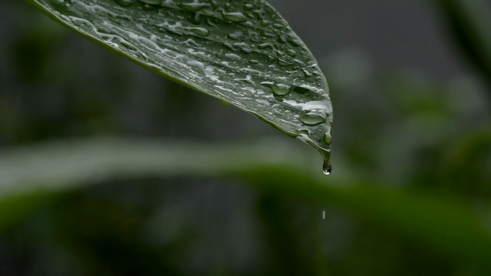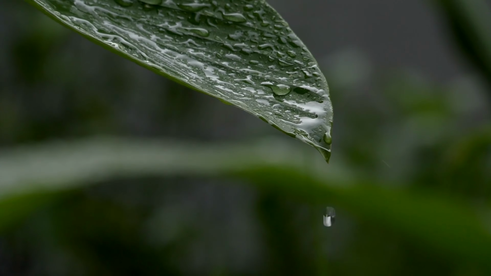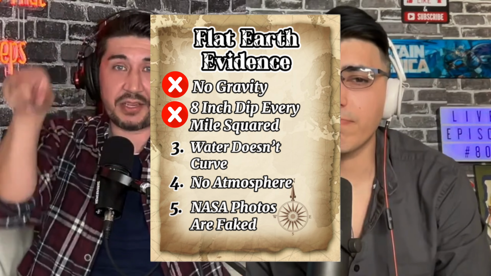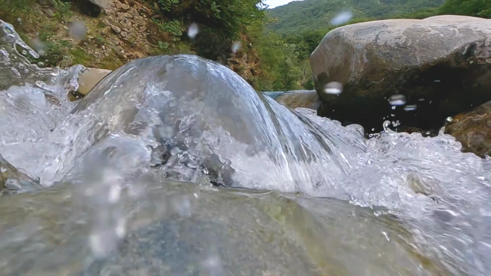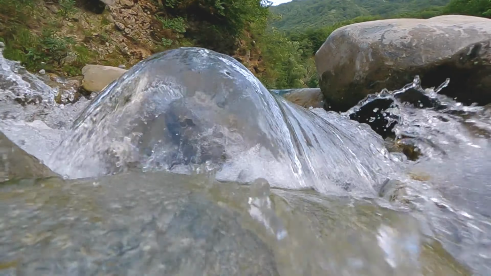Water not curving. I thought that was just a weird thing to say, because we've all seen a drop of water on a leaf. It looks like a sphere, like a ball of water. 1,000,000%. So that's a curve. Have you ever hung a TV and used a level? That's a bubble of water. Bubble, that's round. So water curves for sure. We know that for a fact. There are no straight lines in nature at all. Everything is curved. So that's a silly thing. Come on.